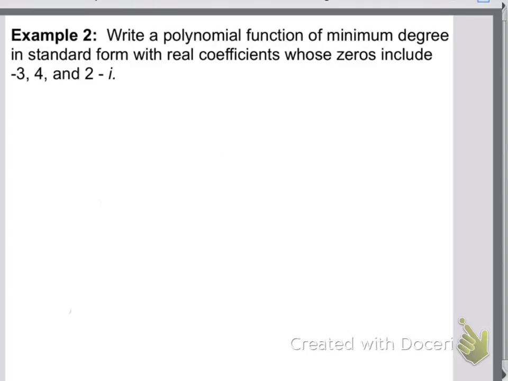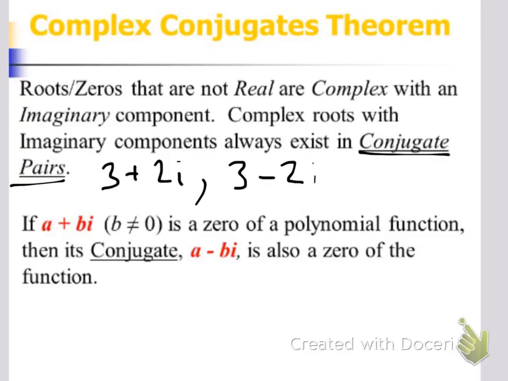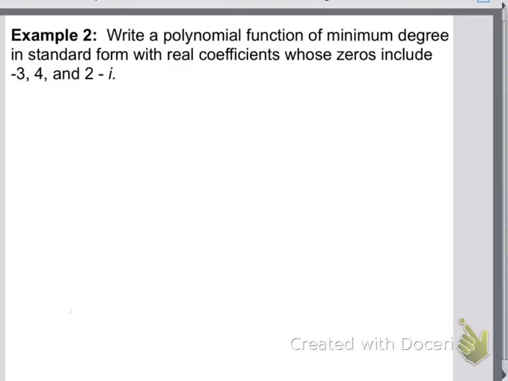So let's use this in example 2 here. We have to write a polynomial function of minimum degree in standard form with real coefficients whose zeros include -3, 4, and 2 minus i. Now, since 2 minus i is a zero, we know from the complex conjugate theorem that 2 plus i is also going to be a zero. Alright, and so now what we're going to do is work backwards to write this polynomial function.